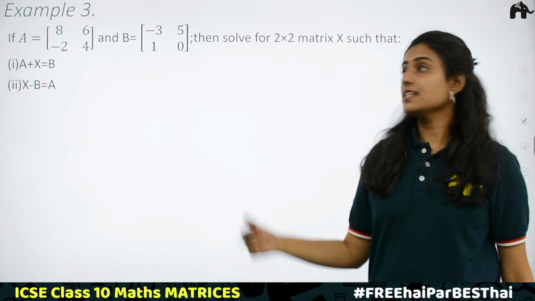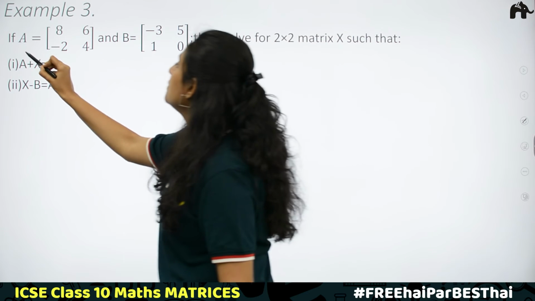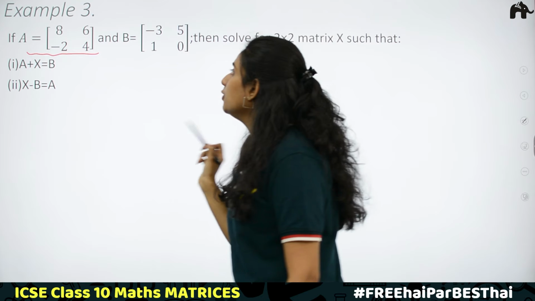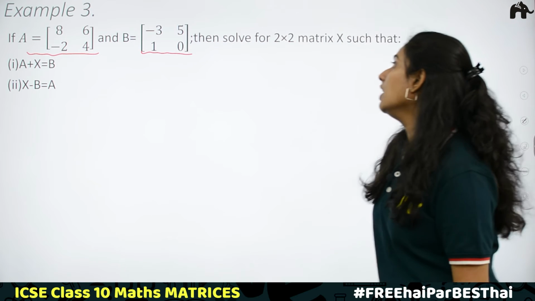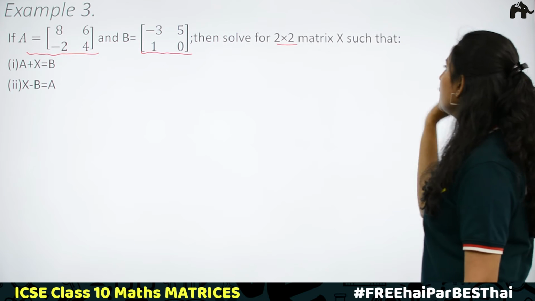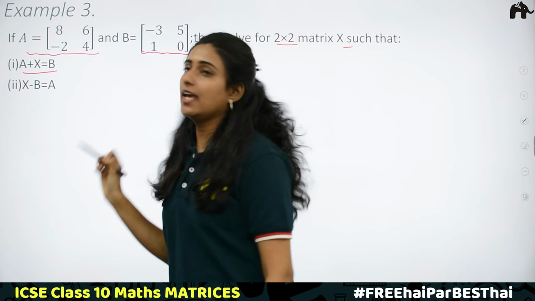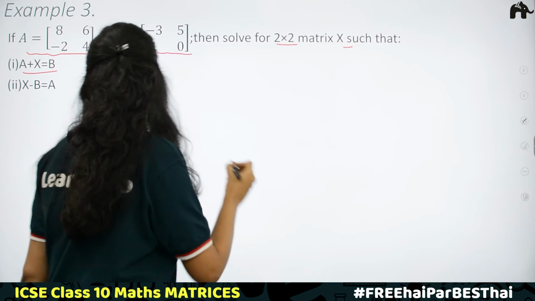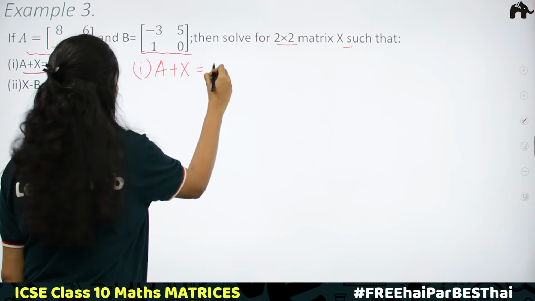Okay. Next, example 3, we will do an example. If A is equal to 8, 6, minus 2, 4 and matrix B is equal to minus 3, 5, 1, 0, then solve for a 2 by 2 matrix X such that, in the first question, the condition is A plus X is equal to B. Here the first one, A plus X is equal to B.